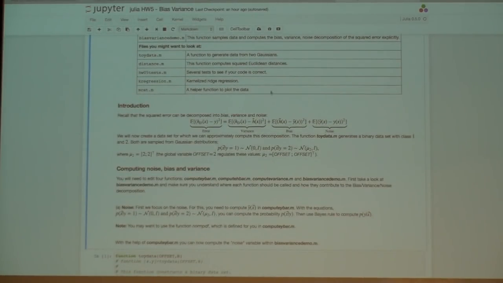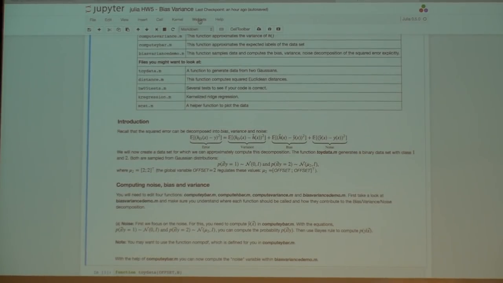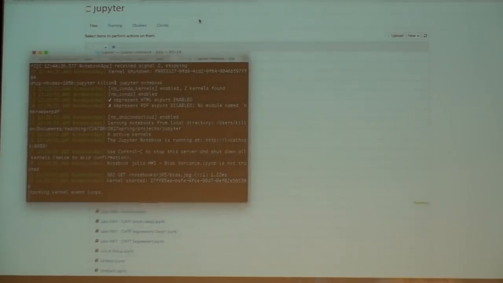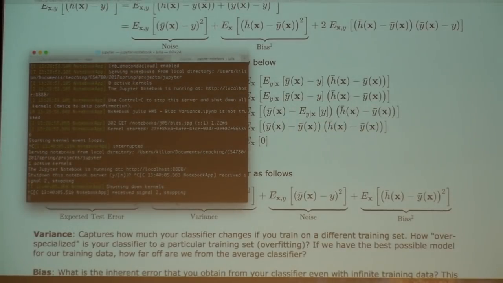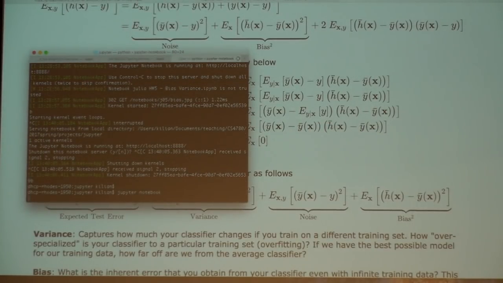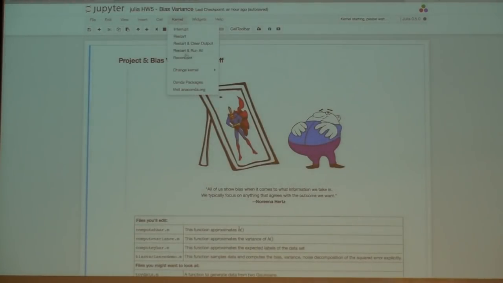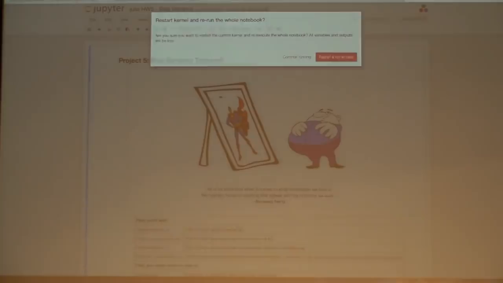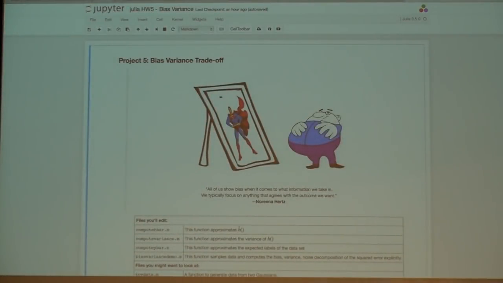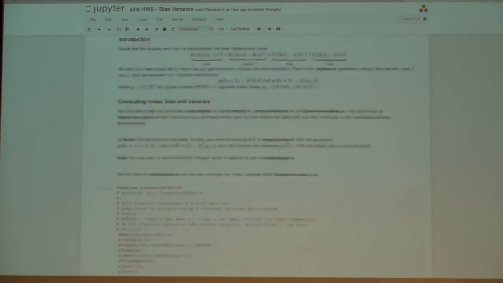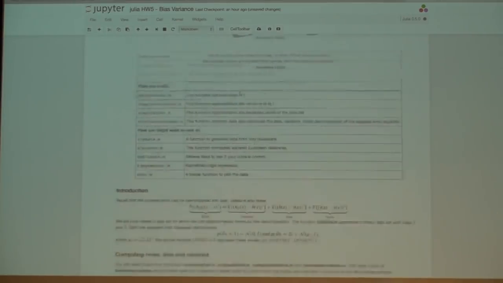So, good stuff. Is this connected to the kernel? Oh, that was connected to the kernel. Okay. One second. Bias-variance. Here we go. Okay, so this is the prototype. This is actually not exactly what you will see. One second. Is this running?